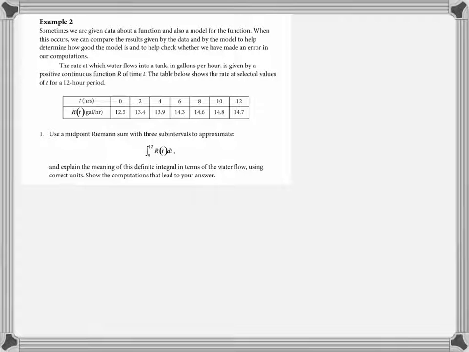Let's look at example 2 from R8. They're giving you, this time, data that includes a rate. So you have a rate function, and often they'll have you do stuff with that. Sometimes you're given the data and then a model for the function, and that is how you're supposed to compare the two. So that's what this one does.